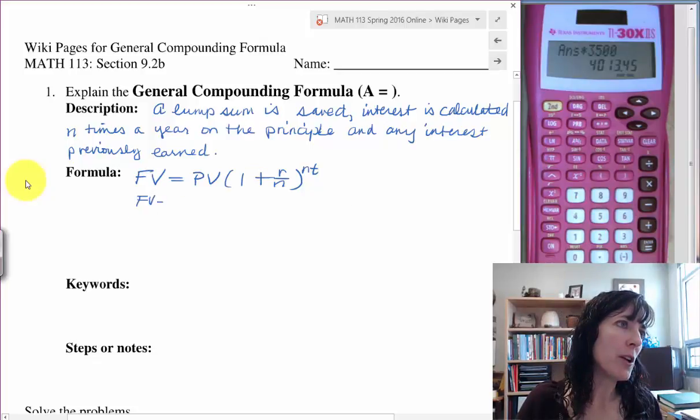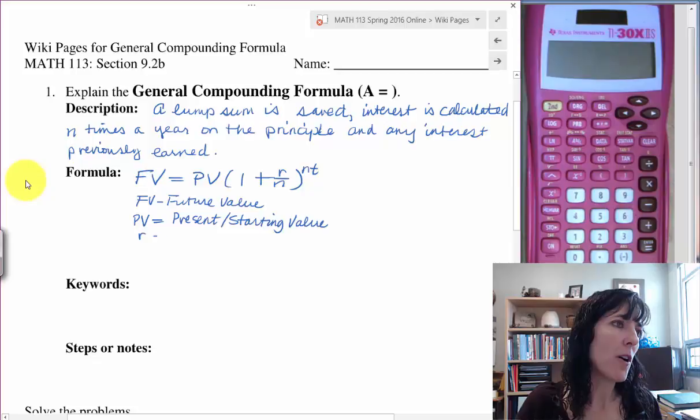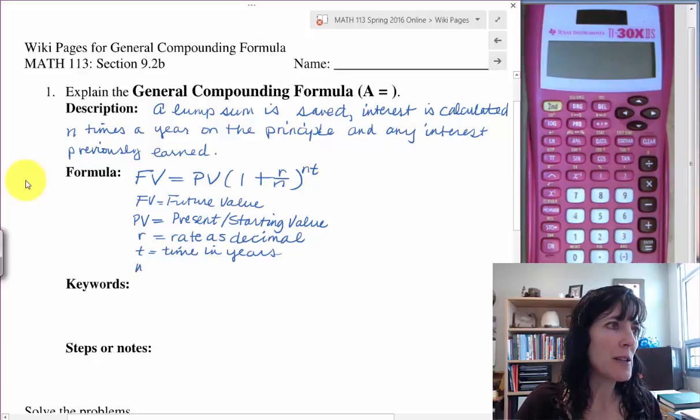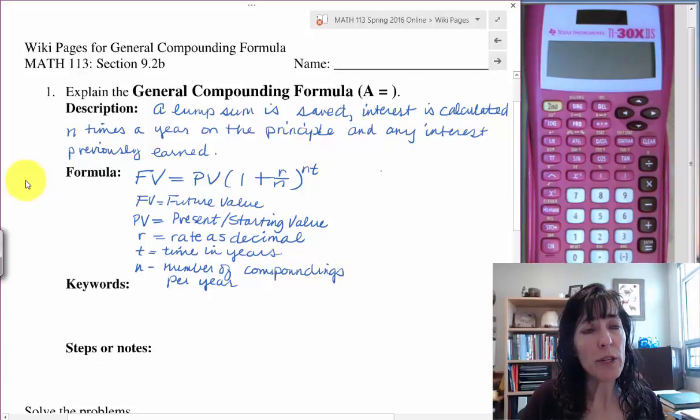So FV is future value, PV is present value, or starting amount, r is the rate as a decimal, t is still time in years, and then n is the new thing, and that's the number of compoundings per year. And for this formula, we probably should put n values just so that we can remember.